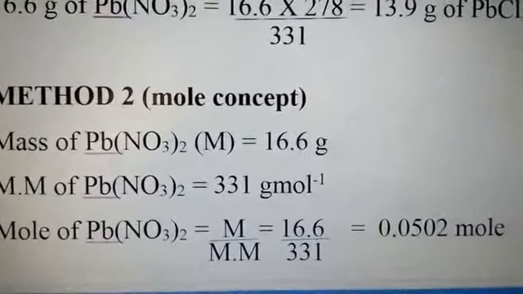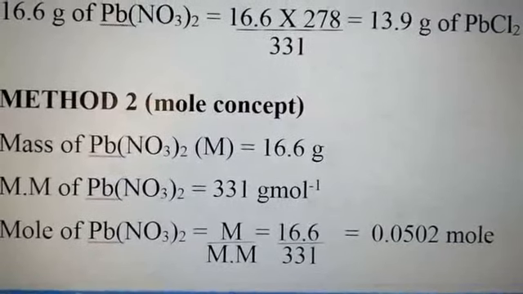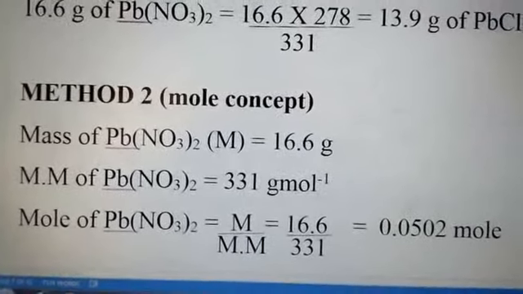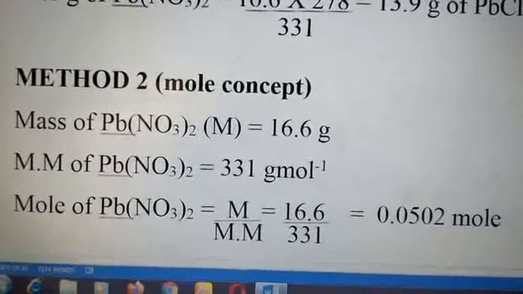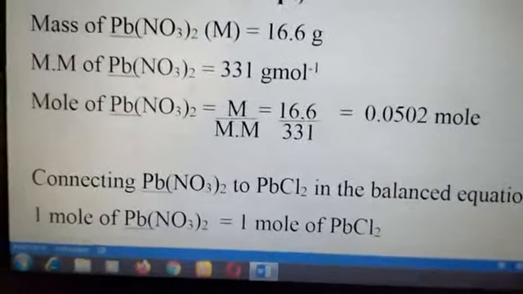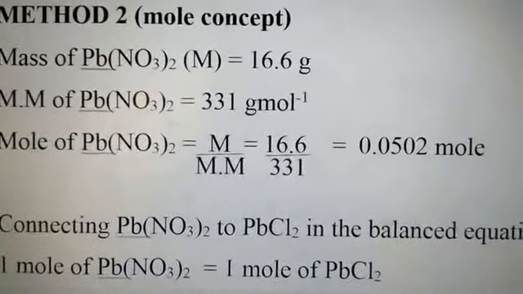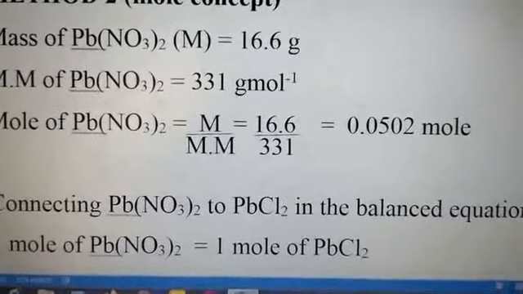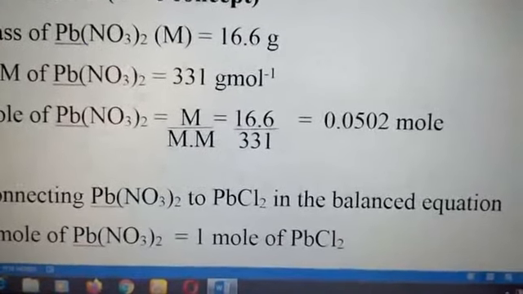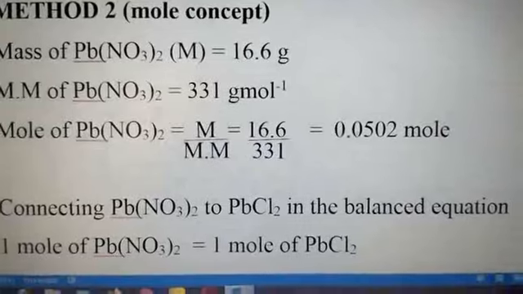Mass of lead nitrate is 16.6. That's the known substance. The molar mass of lead nitrate was calculated before, in the first example, as 331 gram per mole. So we have to change the mass to mole. Mole of lead nitrate is mass over molar mass, which is 16.6 over 331. That gives us 0.0502 mole of lead nitrate in the reaction.